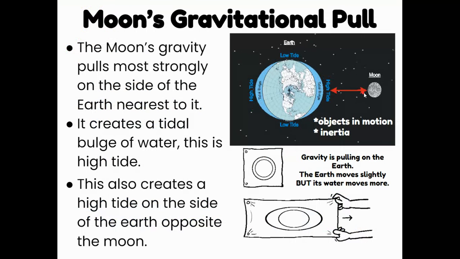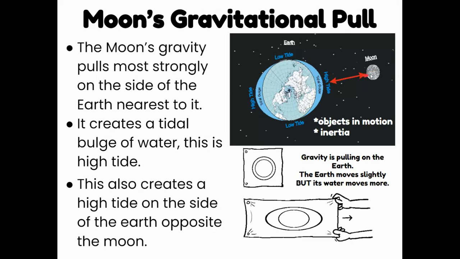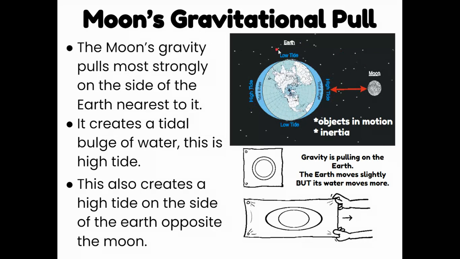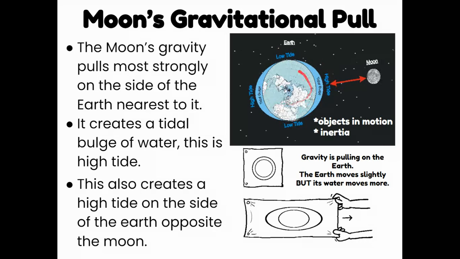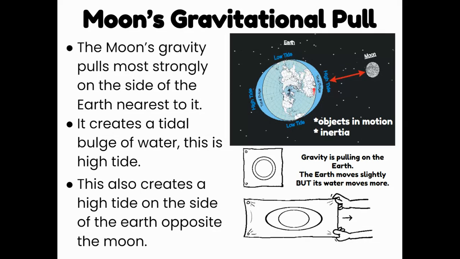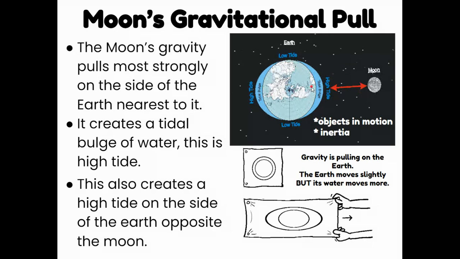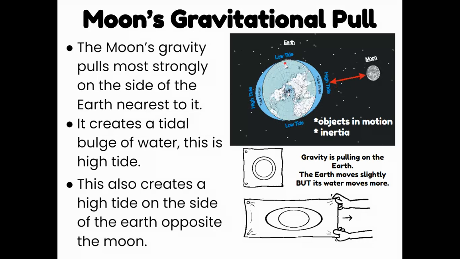All right. So the moon's gravity pulls most strongly on the side of the Earth nearest to it, which makes sense. So if this is the moon, and the moon's going around us really slow, takes a month to do that, and we're turning every 24 hours, then whatever side of the Earth is nearest to the moon has a high tide. You can see the water kind of bulging out here. And then as you're turning away from the moon, you experience a low tide.